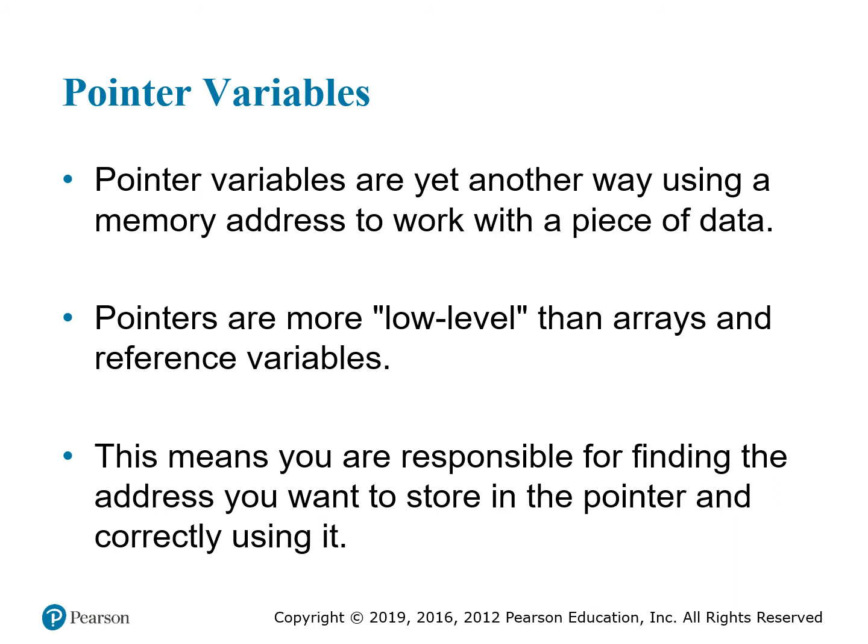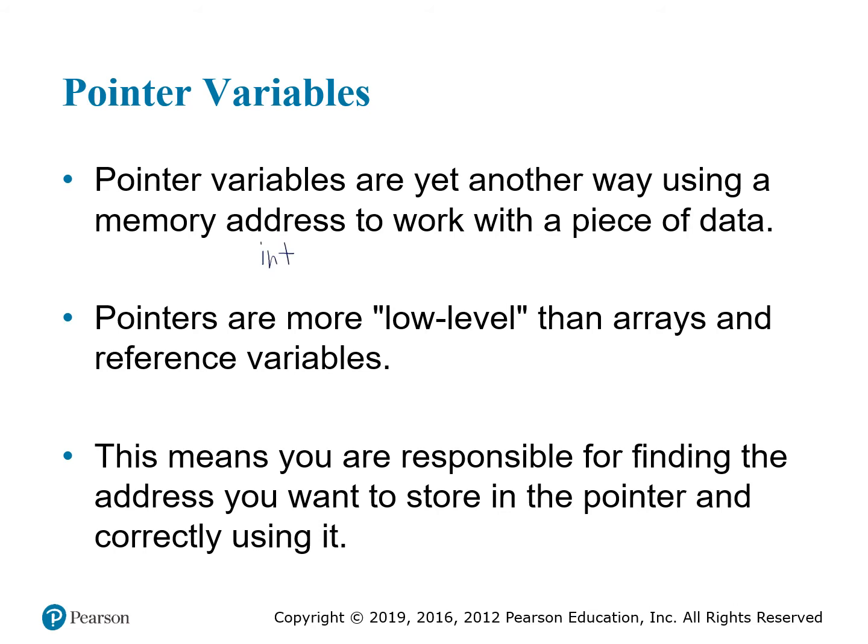Pointer variables are another way to work with memory addresses to work with a piece of data. They're more low level than arrays and reference variables, and the way you use them is a bit different. You have to use that star operator. Unlike a reference variable in a function or an array, you can assign a value directly to a pointer, but when you're doing that, you're assigning a memory location.